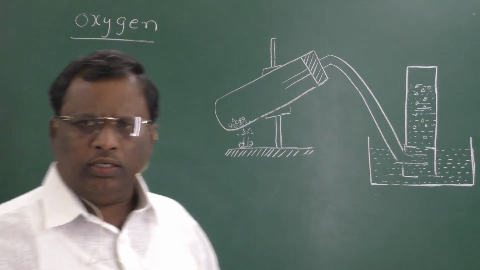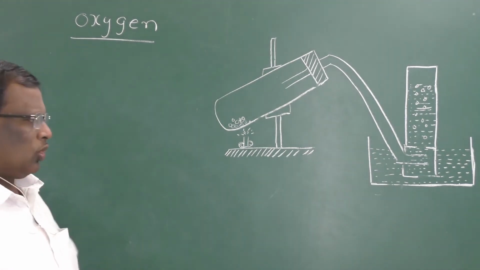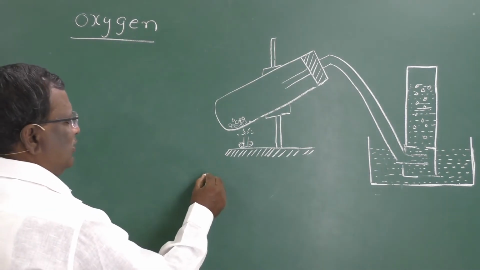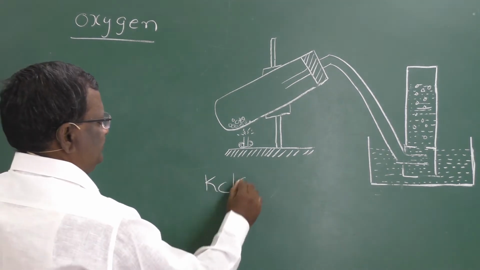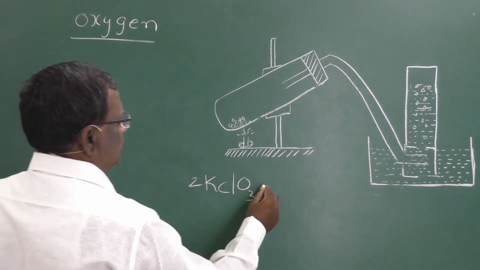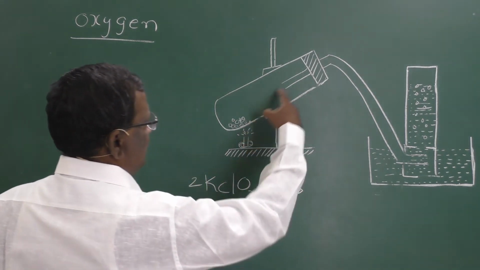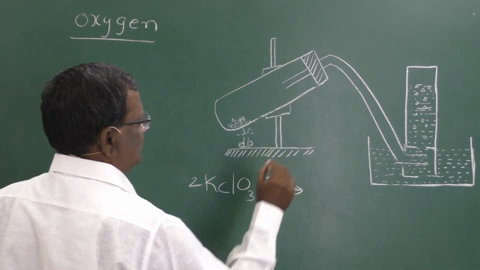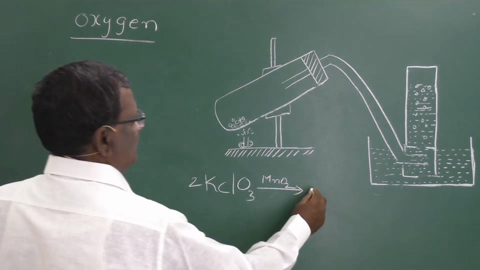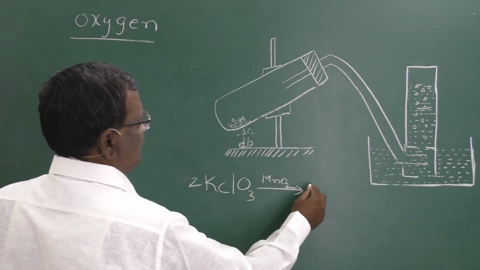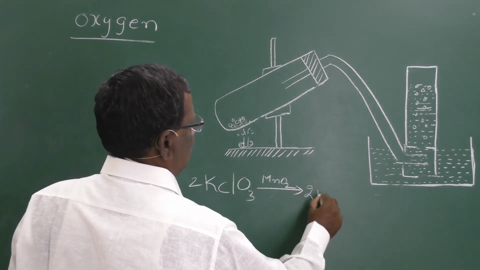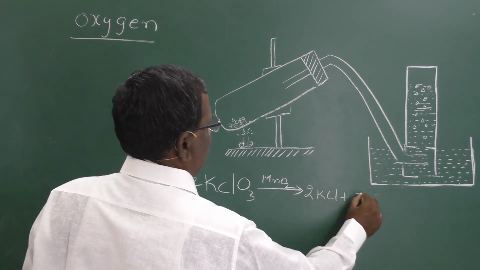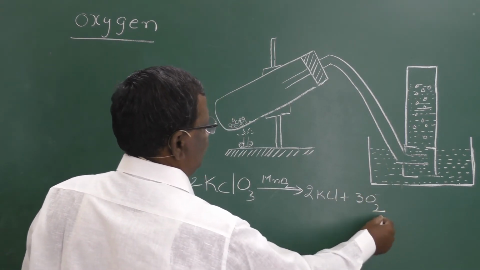Now, the chemical reaction involved in this process: KClO3, potassium chlorate, is taken in a hard test tube along with a certain amount of manganese dioxide. On heating, this KClO3 decomposes to give 2 KCl plus 3 O2.